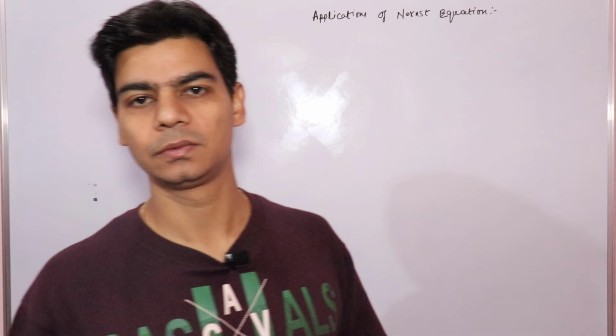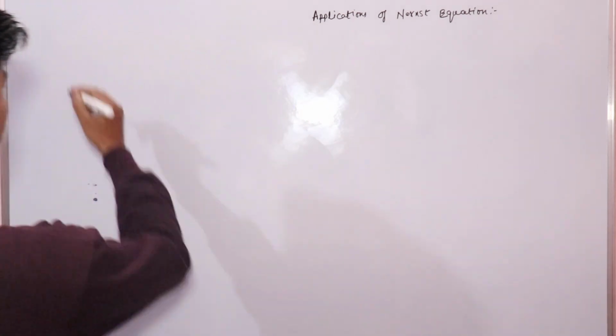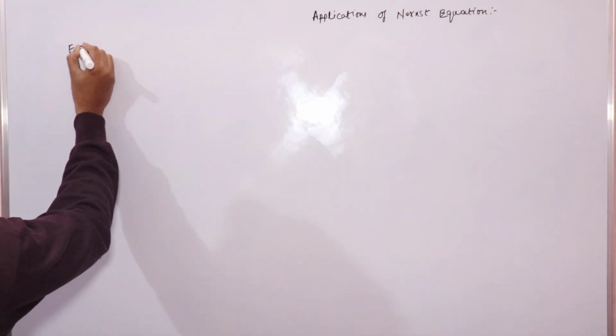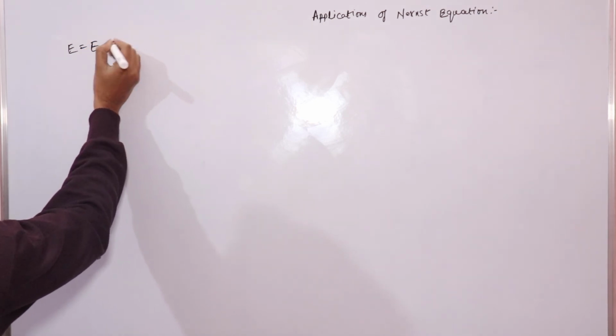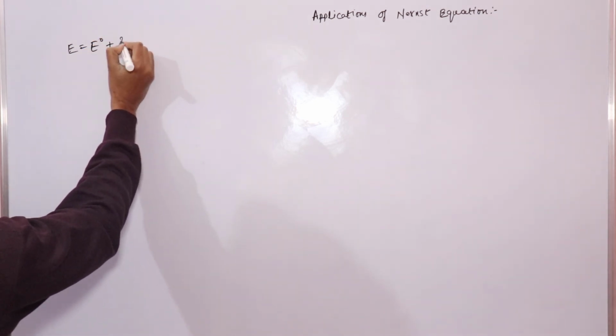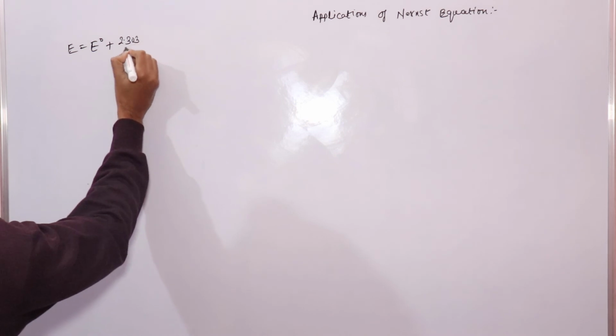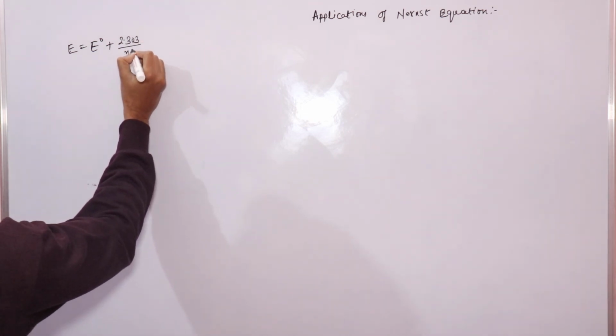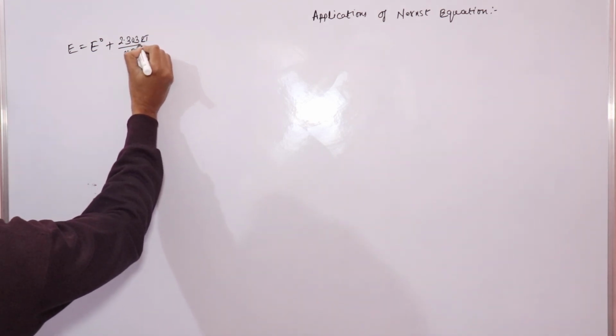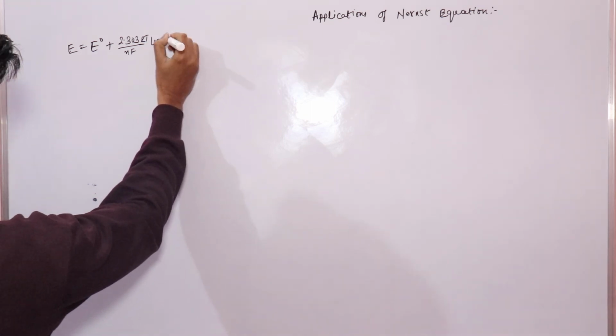In this video lecture, we will go through applications of Nernst equation. To start with, let's write the Nernst equation. E is equal to E0 minus 2.303 RT upon nF log of ion concentration.